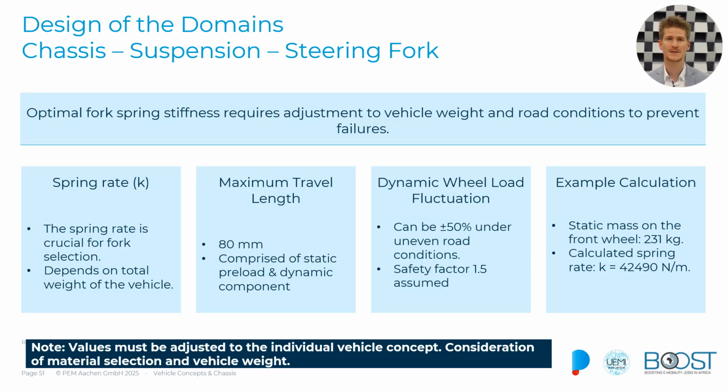The next domain is the domain of the suspension, and we're looking here at the steering fork in particular. And the steering fork also bears the springs for the front, and the spring stiffness is something very, very important, because it has to be adjusted to, for instance, the weight of the vehicle and also the road conditions in order to prevent failure. So what we're looking at is the spring rate, the maximum travel length, dynamic wheel loads, and an example calculation.